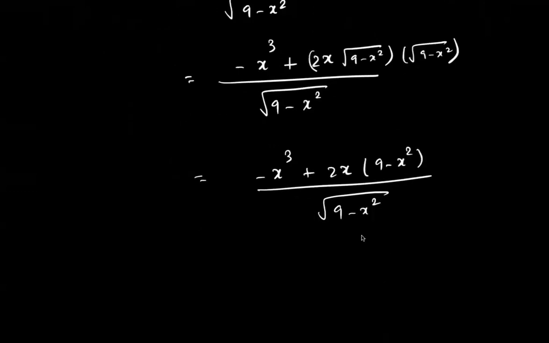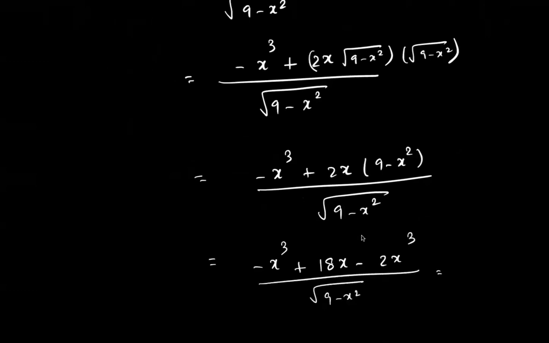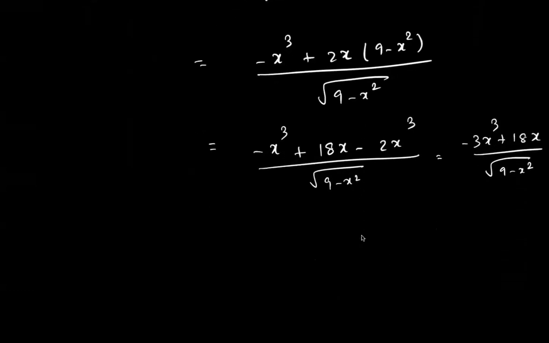Okay, so now I distribute this and rewrite this. So to find the critical points, I'm going to set the numerator equal to 0.